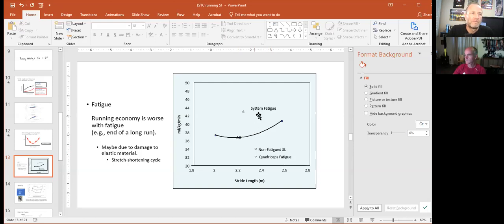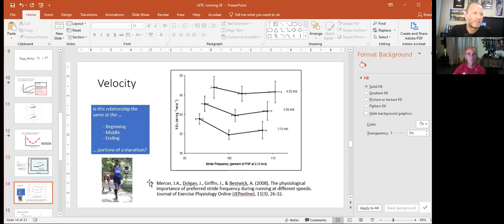The tough part of this experiment is I'm forcing them to run the same speed. Typically, when we get tired, we'll slow down. And so this experimental model doesn't really hold up very well when we start going out in the real world and doing fatigue studies. Okay, this is just the same information.